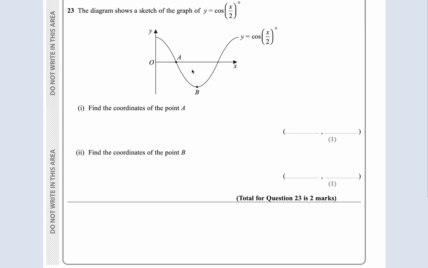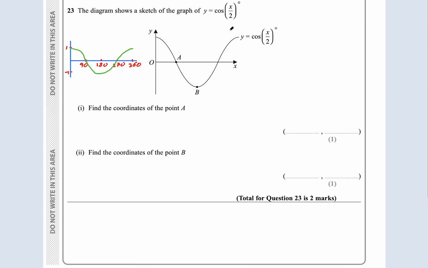The diagram shows the sketch of this. Find the coordinates of point A. Okay, so a regular cosine graph, guys. We need to know what the regular cosine graph looks like. The regular cosine graph goes from 1 to -1, and it goes down here at 90. So this is 90. Here 180. Here 270. And here 360. So it goes down through 90, turns at 180, up through 270, and then back up to 360.